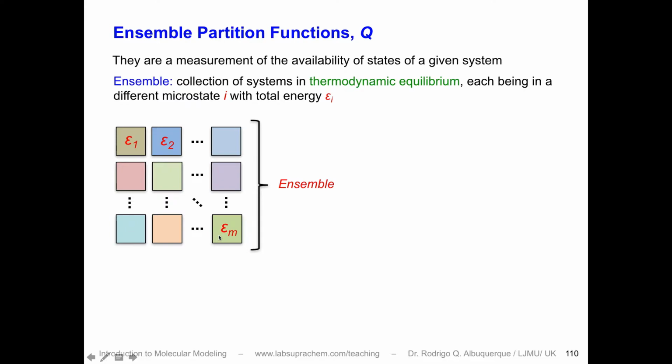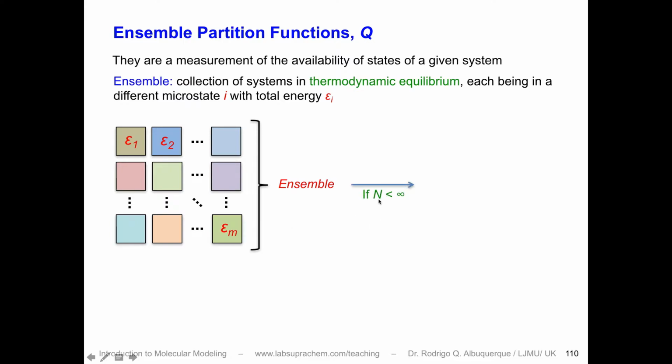You can think of it as a collection of snapshots of your molecular dynamic simulation or of your Monte Carlo simulation. So each system here is actually a configuration of the real system. So the real system has a probability to be found in this configuration of energy epsilon 1, has another probability to be found as this configuration where the energy is epsilon 2 and so on.